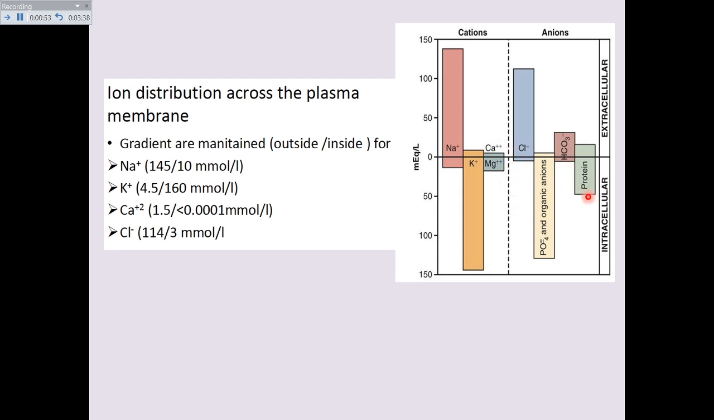Of course, first we have protein inside the cell. That's why osmolarity is the same. And how does this Na not come inside the cell, in order to maintain the gradient?